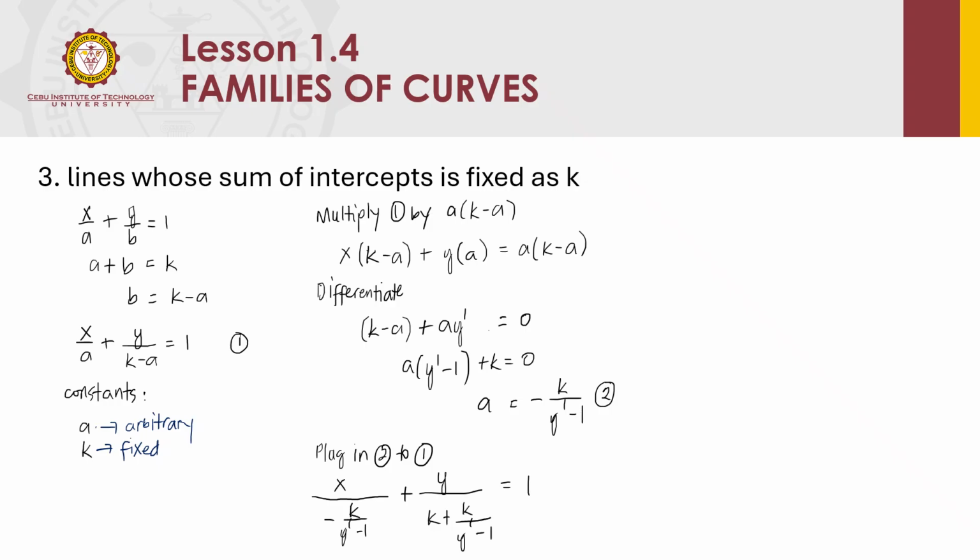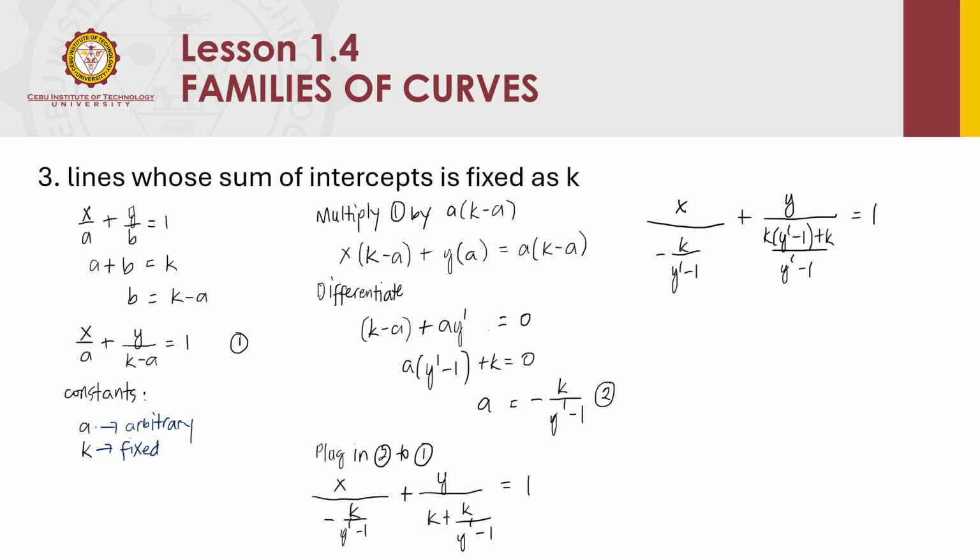So simplifying the complex fractions, let's first copy the first fraction for the second fraction. So let's get the LCD. It's y prime minus 1. So that's k times y prime minus 1, plus k, right side is equal to 1.